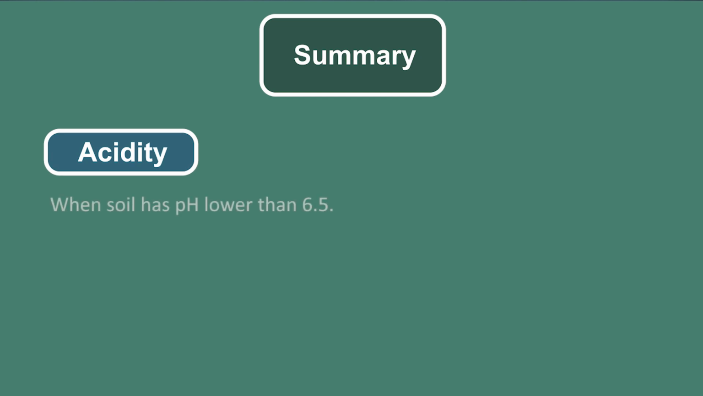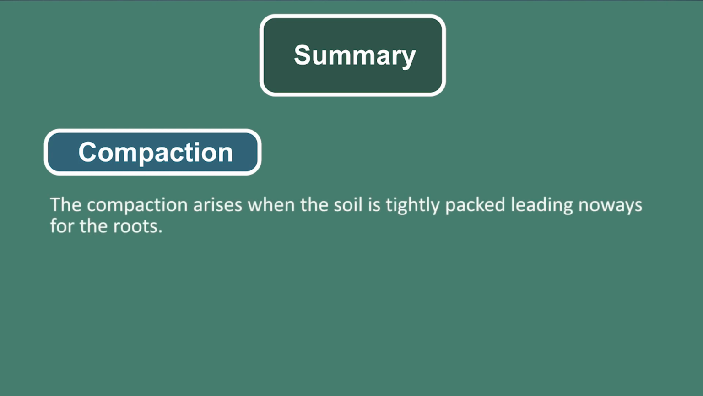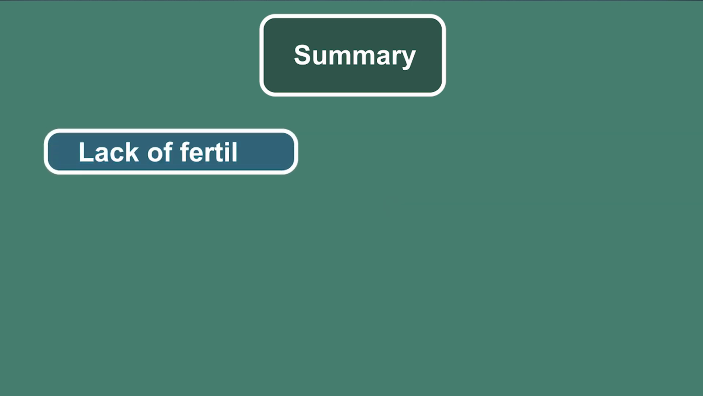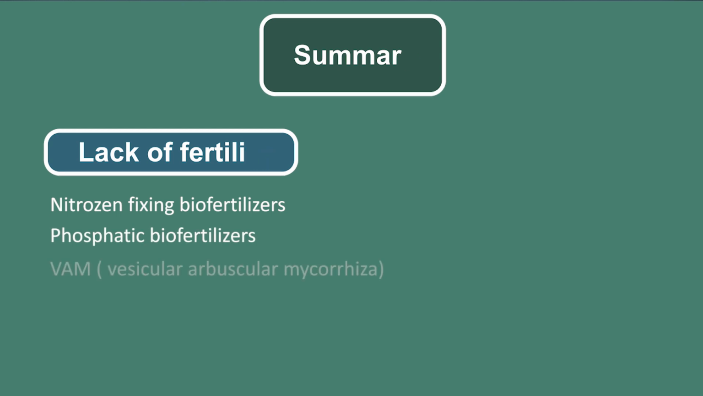Acidity, when soil has pH lower than 6.5. Excessive dryness and wetness, the situation when soil is completely dry or wet due to excessive rainfall and heat. Compaction, which arises when the soil is tightly packed, leaving no way for the roots. Lack of fertility, when the soil is devoid of any nutrient. Viewers, apart from it, we have learned about biofertilizer and its types as nitrogen fixing biofertilizer, phosphatic biofertilizer, and VAM.